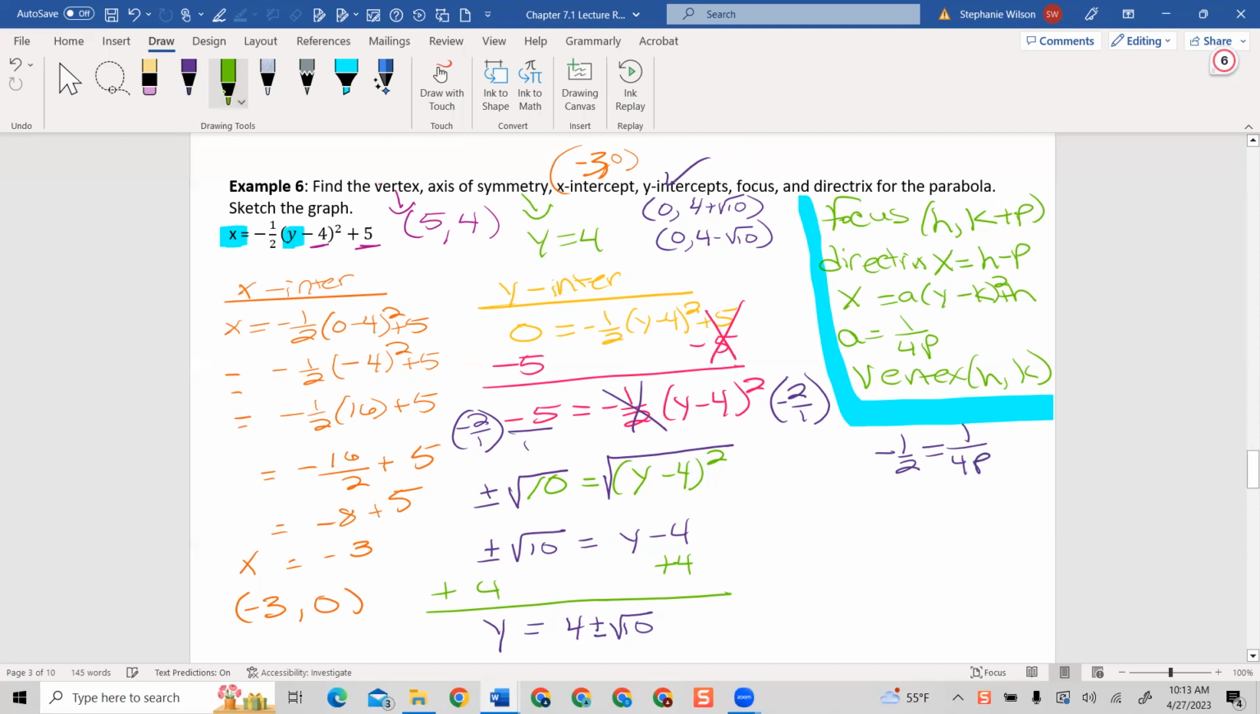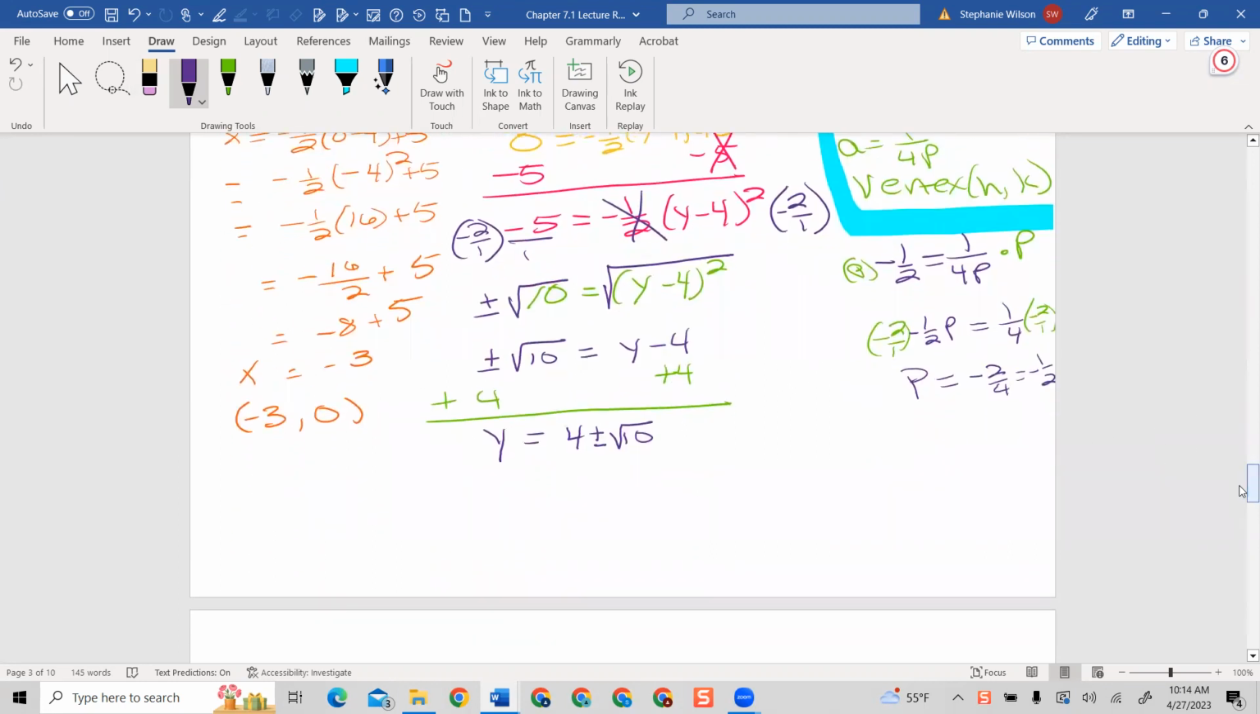I'm going to multiply both sides by that P. So now I have negative half P is equal to 1/4. I'm going to multiply both sides by this negative, but I'm going to do the reciprocal, 2 over 1, instead of 1 over 2. Do the same thing over here. So now my P is equal to a negative 2 over 4, which is a negative half. Okay, now that I know that, I'm going to scroll down so I can have more room. I can solve for my focus.